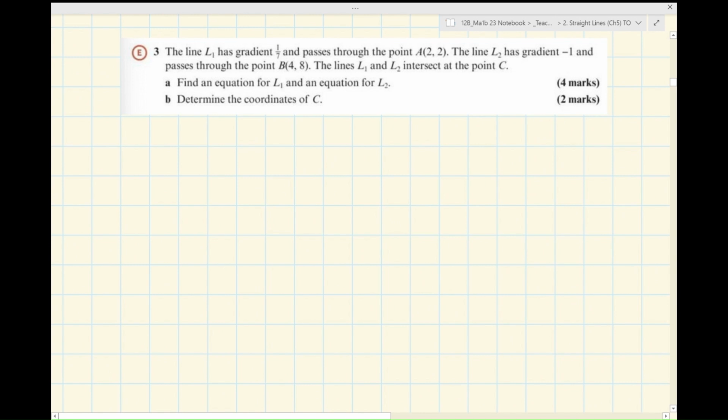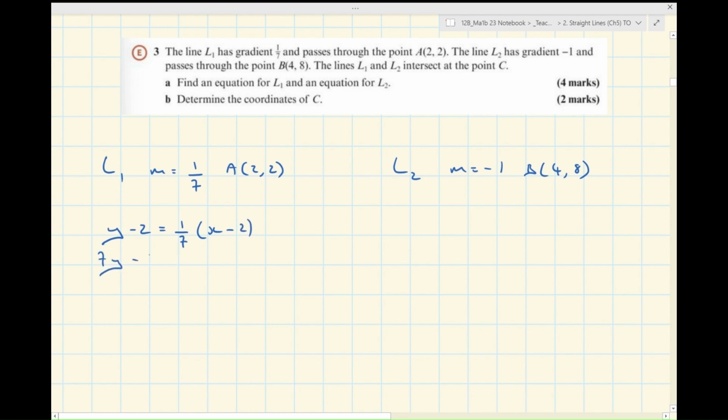Question 3. Right, I've got to find the equation for the line L1 and the equation for the line L2. Well, L1 has a gradient of a seventh and passes through the point A, and L2 has a gradient of minus 1 and passes through the point B. So looking at L1, y minus y1 equals the gradient multiplied by x minus x1. Let's simplify that. 7y minus 14 equals x minus 2. So let's write that as 7y minus x equals 12.